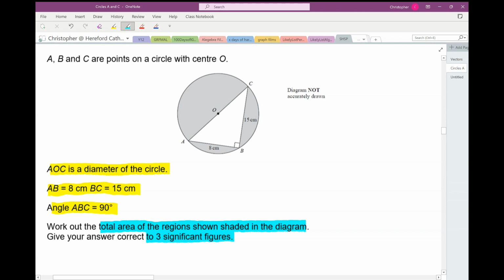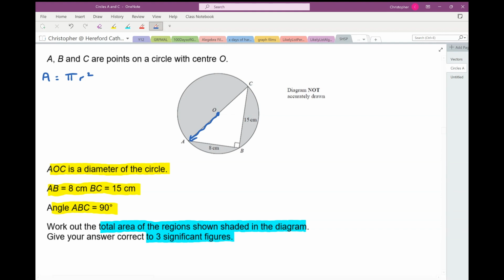Now the area that's shaded is going to be the area of the whole circle, subtract the area of the right-angled triangle. So I better work out those 2 areas. First, I need to be able to work out the area of the circle. That's going to be pi r squared, of course, but I wish I knew r. This is the radius here, and I don't know that length.